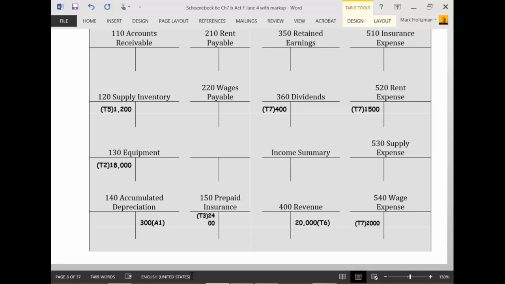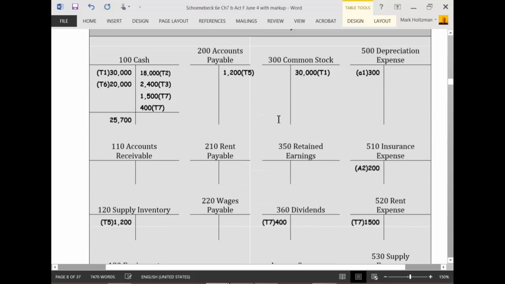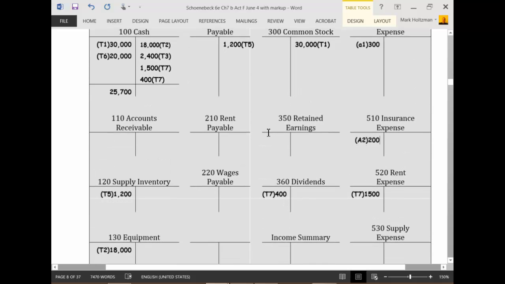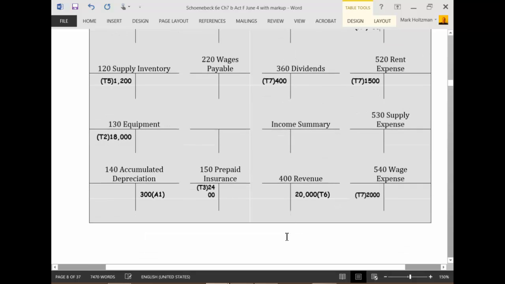Then the next entry, if you remember, was the debit insurance expense for $200. So I go over here to insurance expense. This is A2, and I debited for $200. Then I go to prepaid insurance, the asset, wherever it is. Here it is. And I credit that for $200.